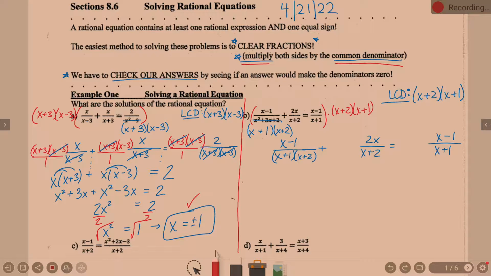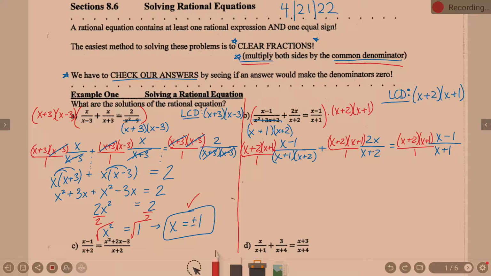What am I multiplying each of these three terms by? X plus 2, x plus 1. So, x plus 2, x plus 1 is multiplying by the first fraction. I'm going to put it over 1. I'm going to put it in front of the second fraction. X plus 2, x plus 1. Put it over 1. And I'm going to put it in front of the third fraction. X plus 2, x plus 1 over 1.